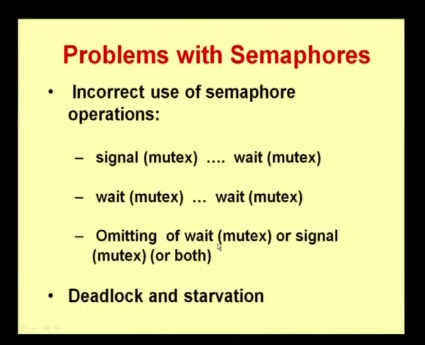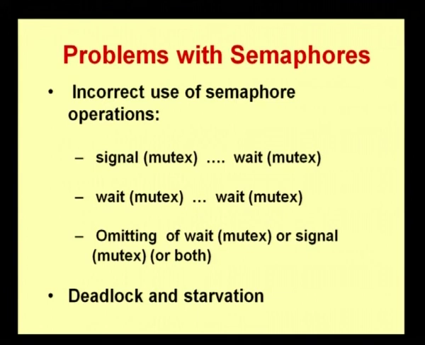I said you have two different semaphore uses, two different functions. One is wait, the other one is signal. Supposing we are not going to use the wait function or the signal function in a proper way, then it enters into a problematic situation. Then the next thing is omitting of wait or signal or both. Incorrect usage of these things will cause problems in working with semaphores.